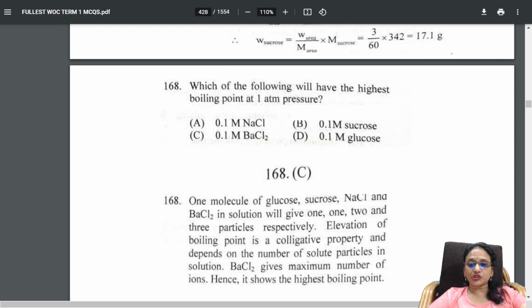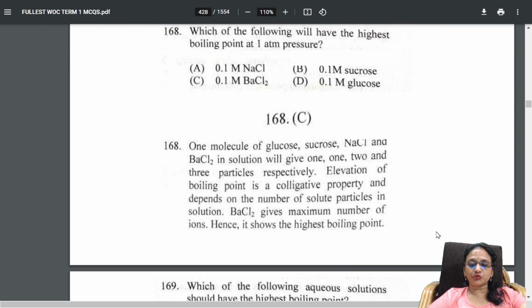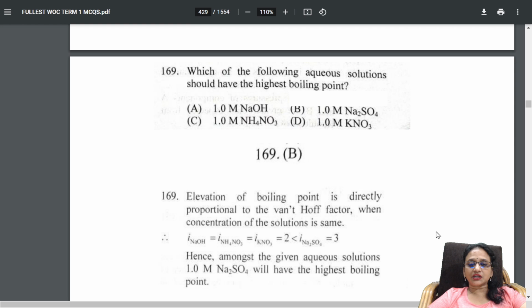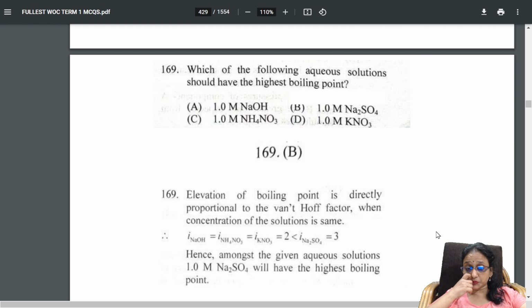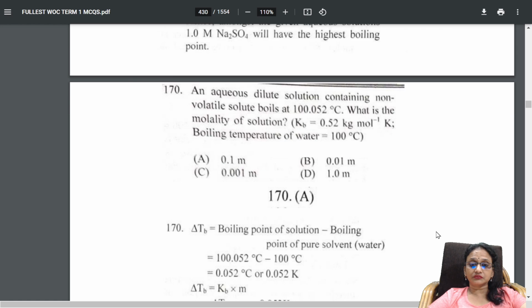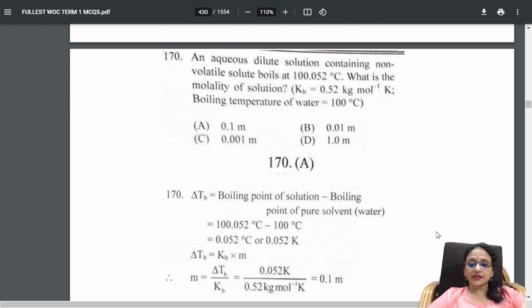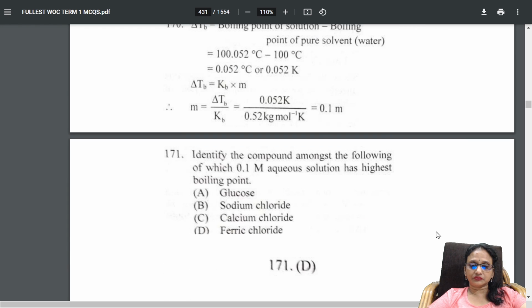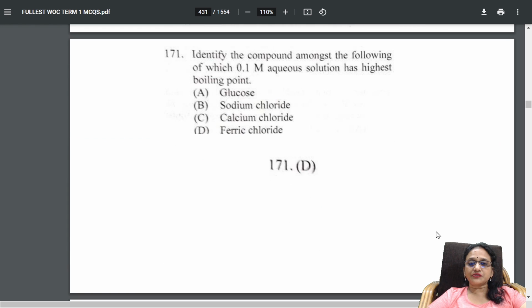Then comes highest boiling point. Very important question. Then comes aqueous solution, highest boiling point. Okay, this is based on the Van't Hoff factor. Next comes your elevation in boiling point direct substitution question. Identify the compound among the following in which 0.1 molar solution has the highest boiling point.